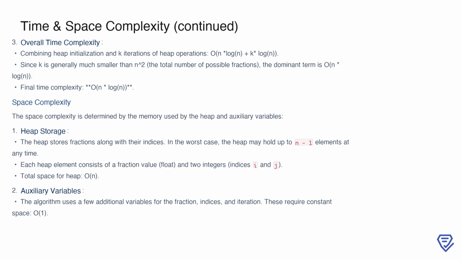Moving on to space complexity, the heap plays the biggest role. At most, the heap holds n-1 elements, where each element consists of a fraction value and 2 integer indices. This gives a space complexity of O(n) for the heap. Additionally, the algorithm uses a few auxiliary variables, such as those for the current fraction and its indices, which require constant space, O(1). When we combine these, the total space complexity is dominated by the heap, resulting in O(n).